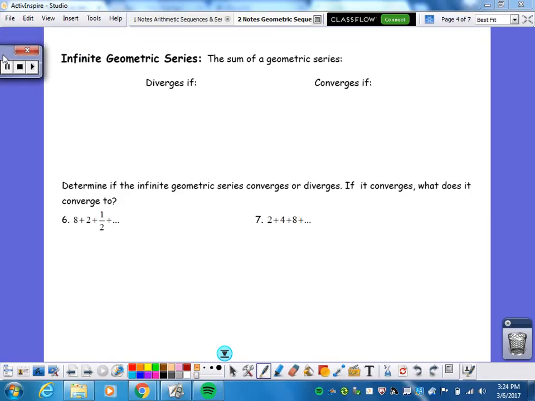Infinite geometric series. The sum of a geometric series either diverges or converges. So, if the absolute value of R is greater than 1, that means it diverges. If the absolute value of R is less than 1, that means it converges. And if it converges, it converges to A1 over 1 minus R.